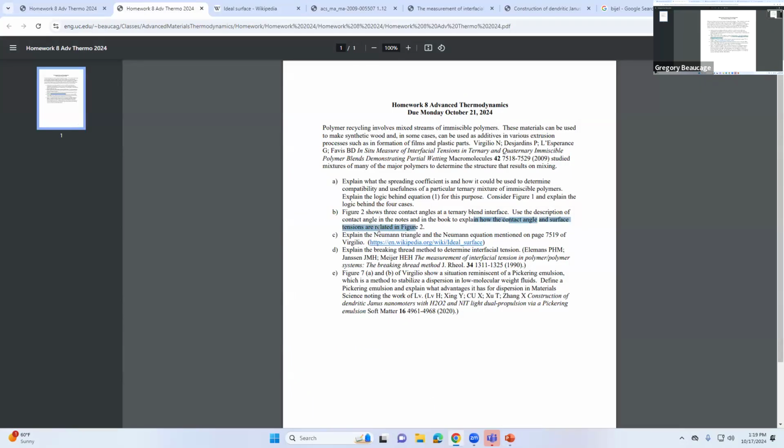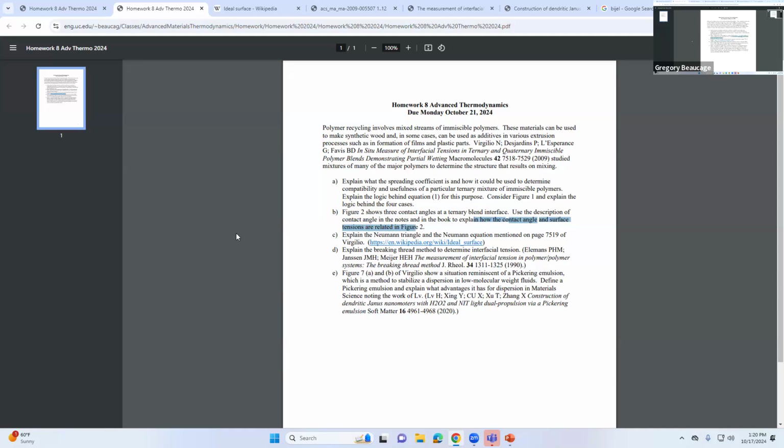It says use the description of the Neumann triangle in the notes and book. So is it the description you were showing right now? Yeah. That three angle together. Yeah.